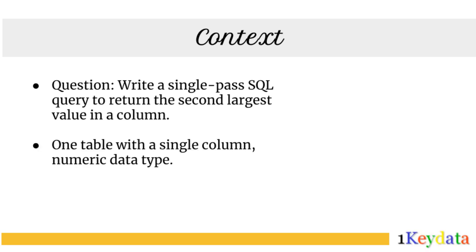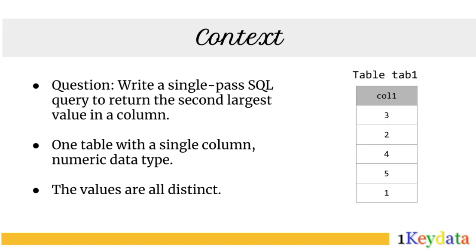To simplify, we can assume we are looking at a table with a single column. That column has a numeric data type, and all the values are distinct. In other words, there are no duplicate values. If we have the table shown here, then the expected output for this query will be 4. There are multiple ways to do this, and we'll go through 4 of them. We'll explain the logic by going through the actual code and talk about the pros and cons of each approach.